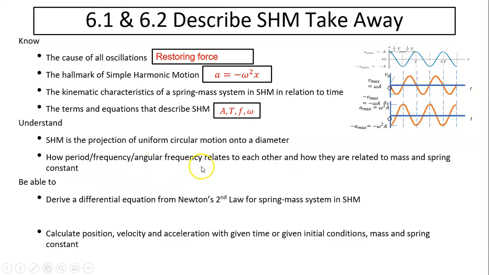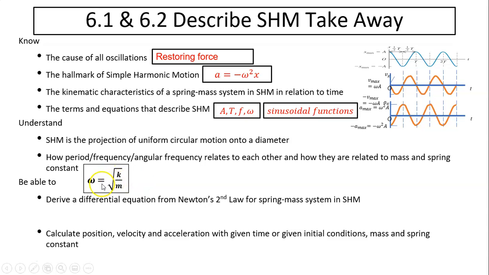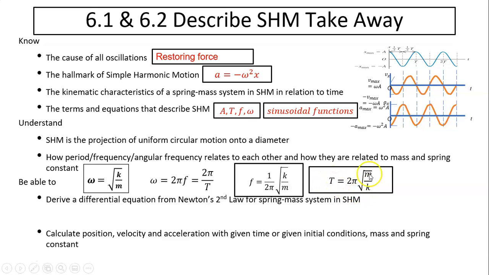Period, frequency, and angular frequency relate to each other, and they relate to mass and spring, and this is how they relate. When mass decreases, omega increases, and when K increases, omega increases, and so forth. Remember how period changes: increase the mass, period increases; decrease mass, period decreases. When you increase K, T decreases, and so forth.